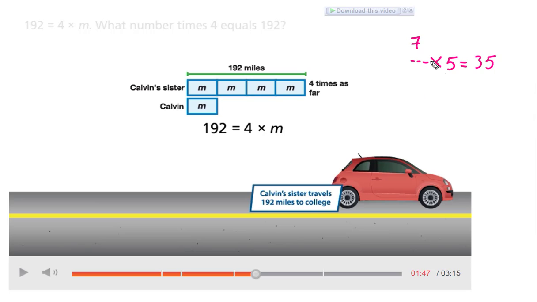It's 7. How to find the 7? What do we do with the 35 and the 5? The opposite of multiplication. This is multiplication. What's the inverse of multiplication? Division. We will find 35 divided by 5. So in this case, we need to divide 192 by 4. Okay. Thank you, my hero.